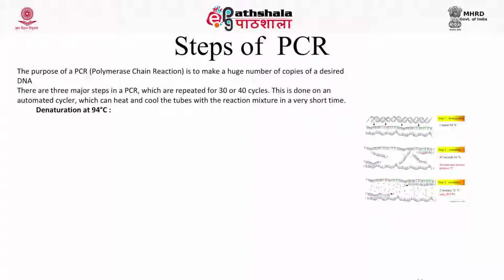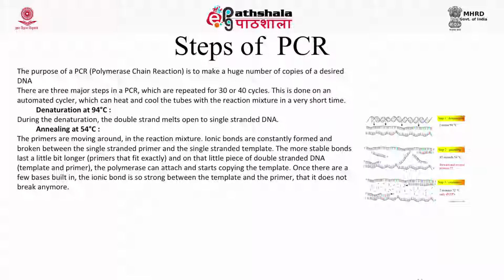The first step, that is the denaturation, takes place at about 94 degrees centigrade, and in this step the double-stranded DNA melts and opens into single-stranded DNA. The second step, that is the annealing, takes place around 54 degrees centigrade. The primers that are moving around in the reaction mixture form ionic bonds with the separated single-stranded DNA. This process is known as annealing. Once a few bases are built in, the ionic bond is so strong between the template and the primer that it does not break anymore.